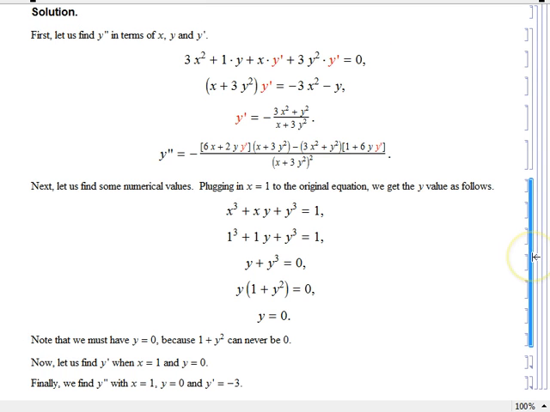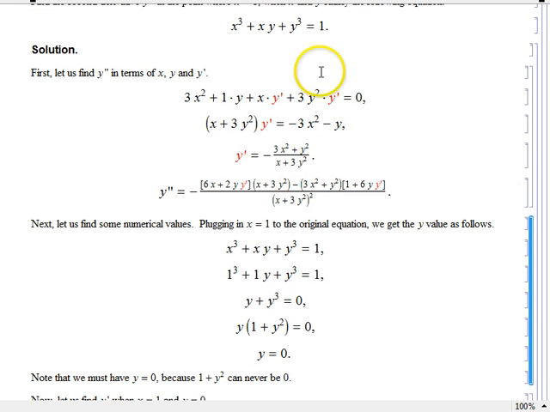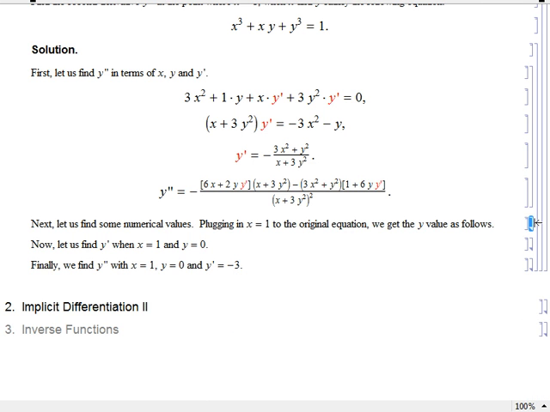Plugging in x equals 1 into the original equation, what do we get? Here's the original, right? X is 1, so we have this equation, and then after cancellation we got that. It is important to have 0 on the right hand side, because if I factor, I can set each factor equal to 0. 1 plus y squared can never become 0. So what do we get? Y equals 0. When x equals 1, as the problem gave you explicitly, we have y equal to 0.